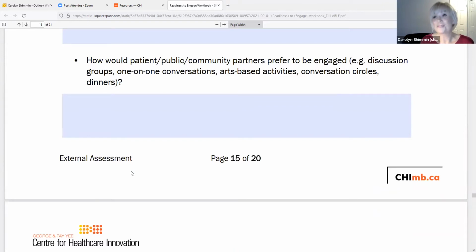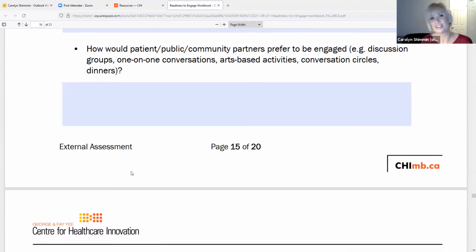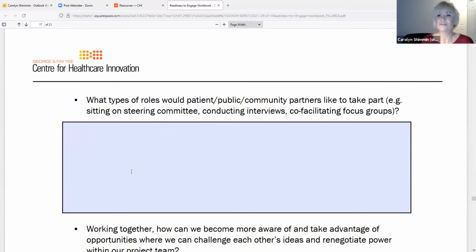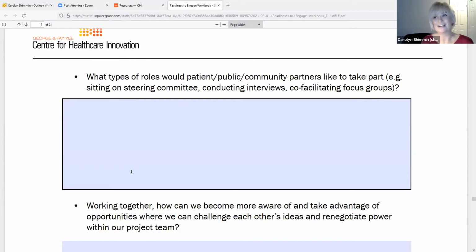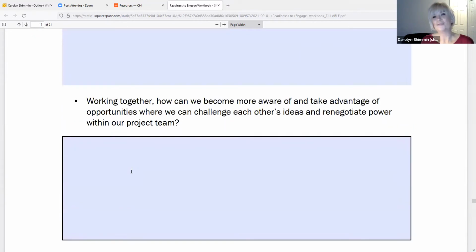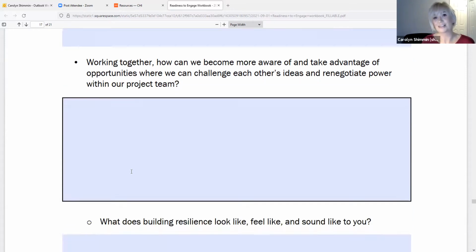How would people prefer to be engaged? Is it discussion groups? Do we want to do arts-based stuff? Do we want to do one-on-one conversations or conversation circles, dinners? What is the best way? What types of roles can people play as well? And then working together, how can we become more aware of and take advantage of opportunities where we can challenge one another's ideas and also challenge and renegotiate power imbalances within our project team?